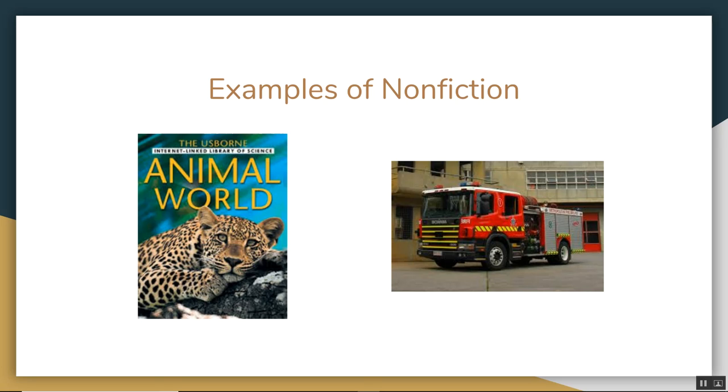Some examples of nonfiction would be books about animals or maybe books about firefighters. Another type of nonfiction would be biographies, which gives true information or facts about a real person's life. For example, if you read a book about Abraham Lincoln or if you read a book about Martin Luther King, those will be examples of nonfiction books because it gives you real, true information about those people.